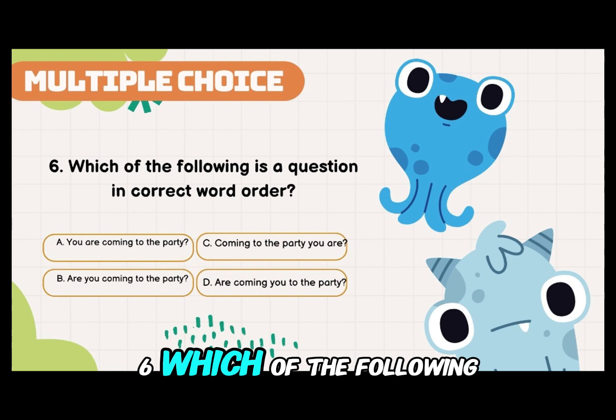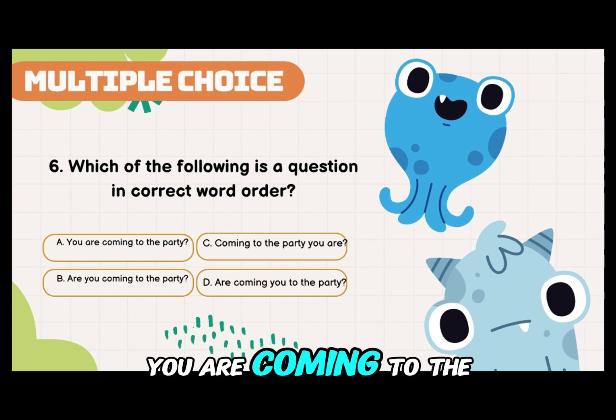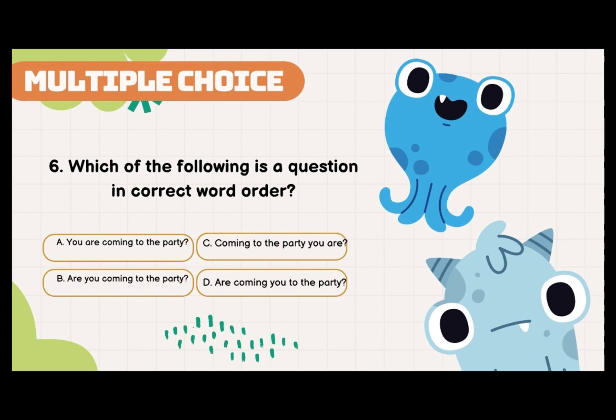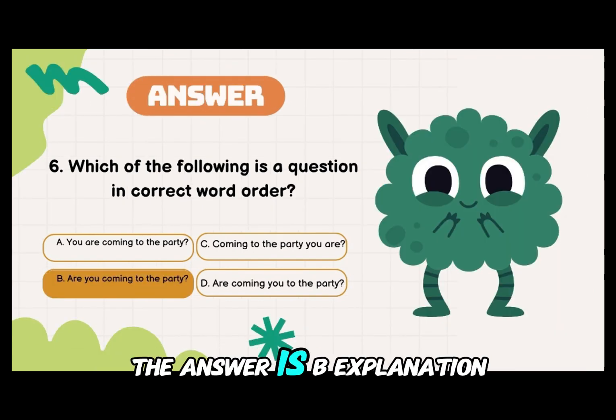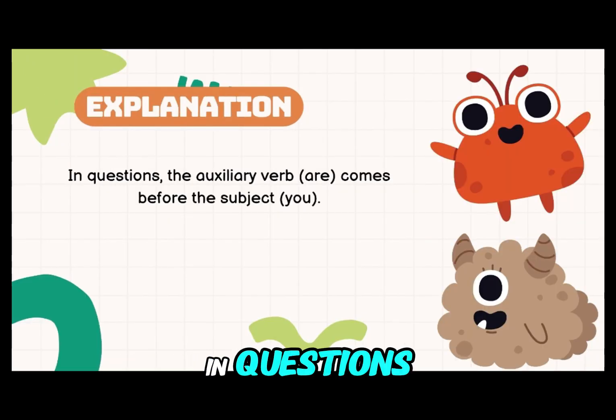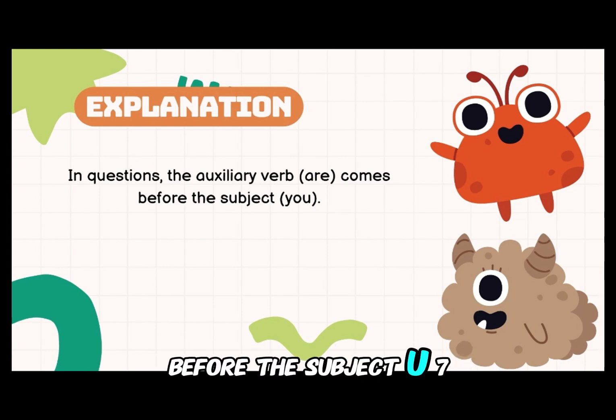6. Which of the following is a question in correct word order? A. You are coming to the party. B. Are you coming to the party? C. Coming to the party you are. D. Are coming you to the party? The answer is B. Explanation: In questions, the auxiliary verb are comes before the subject you.